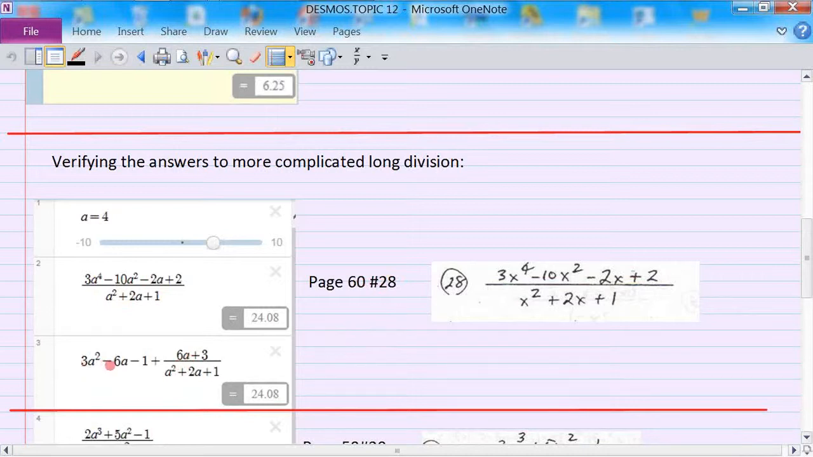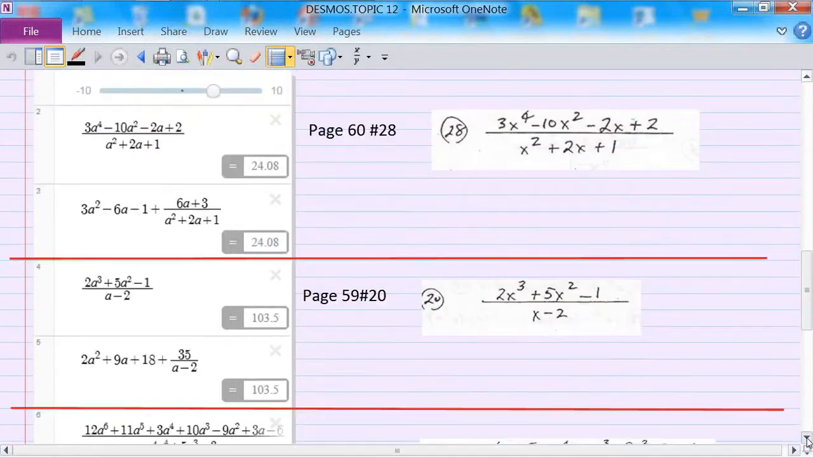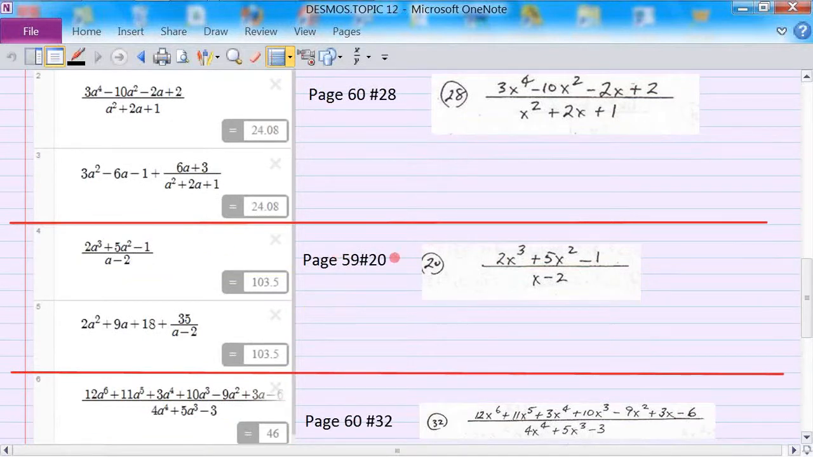So if you go back to this problem here, you'll see that I got this as the answer. When I divide this into that, of course replacing the x with the a, I get this and this as the remainder. So it is a way of checking it. This one here, page 59, number 20, same kind of thing. I divide this into this, I get this, and here's the remainder. This equals that.